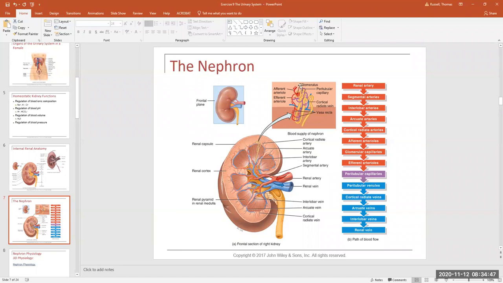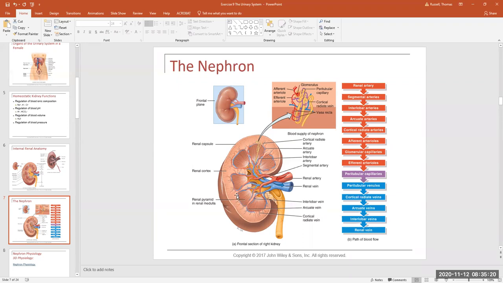So now, after we filtered the blood and the blood went through the capillary networks, we're about to drain the blood back out of the kidney. We do that by collecting the blood from these capillary networks into the cortical radiate vein. From the cortical radiate vein, the blood goes into the arcuate vein, which are the blue vessels that course over the top of a renal pyramid.